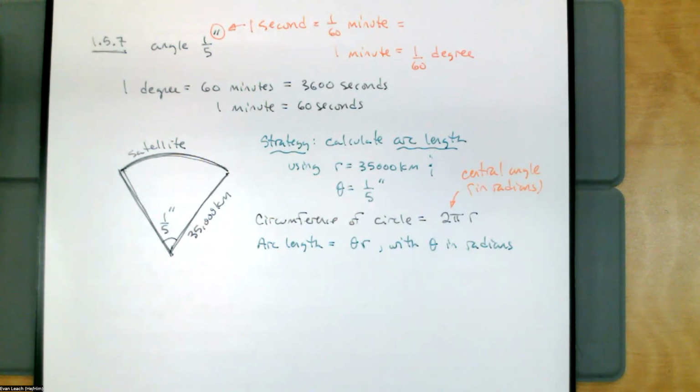Any questions? So this is our plan. This is not an answer yet. This is just our plan. We're just going to multiply our angle by our radius. The problem is that the units are all messed up. So annoying.